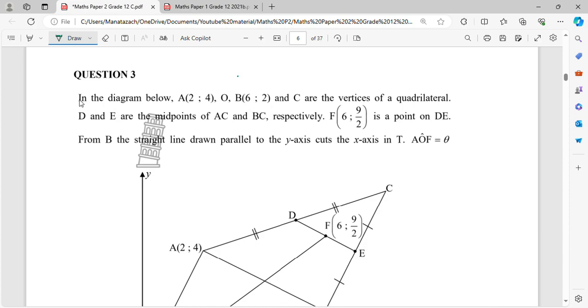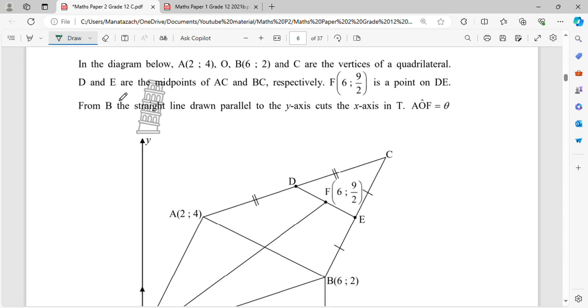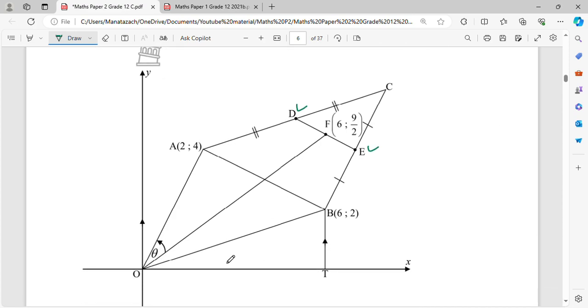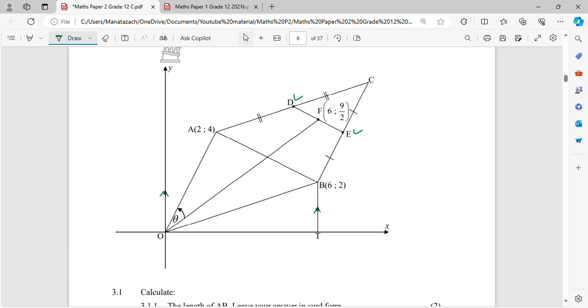So let's start. In the diagram below, points A, O, B and C are vertices of a quadrilateral. D and E are the midpoints of AC and BC respectively. So here is D, here is E. F is a point on DE, and a straight line drawn through B parallel to the y-axis cuts the x-axis at T. So let's have a look. These two lines here are parallel, and then this is angle theta. So let's get to the first question.